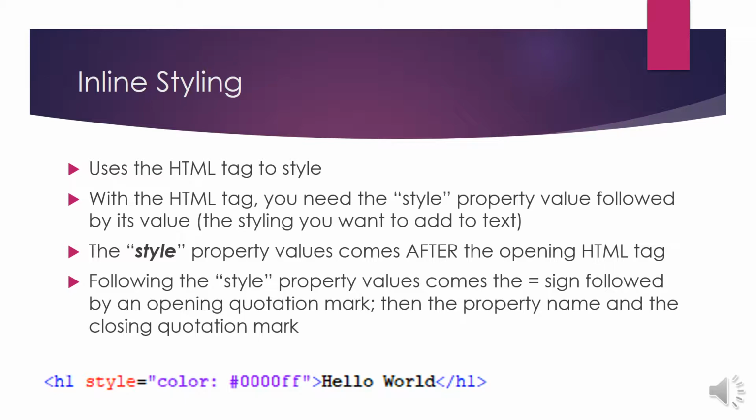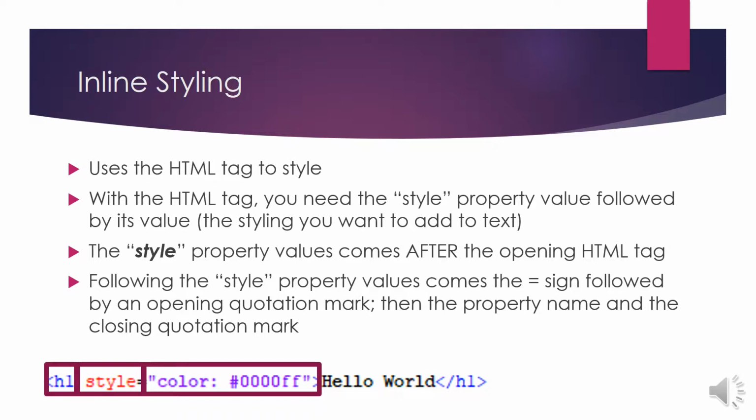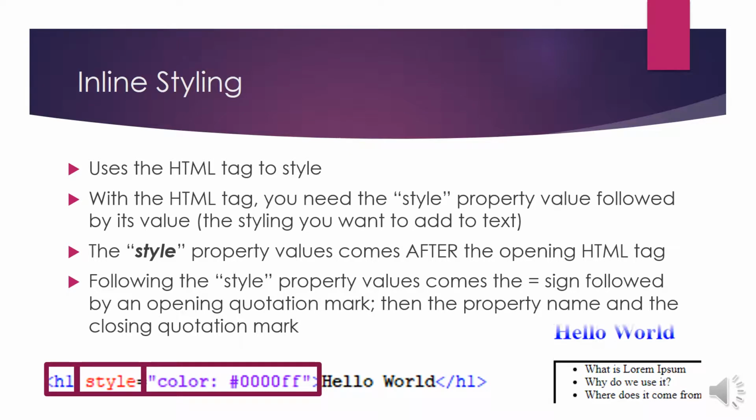the closing quotation mark. So if you read this heading 1 tag, you're going to see there is our HTML tag. Here is our style property value, followed by the property name. In this case, we are changing the color of the text Hello World to the color blue using hexadecimal numbers. So if you look at the example, you're going to see that Hello World is now in the color blue.